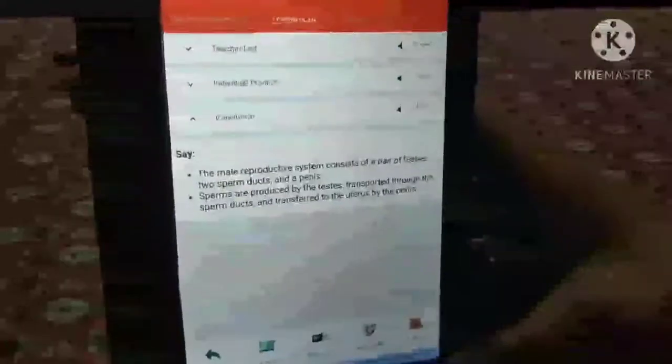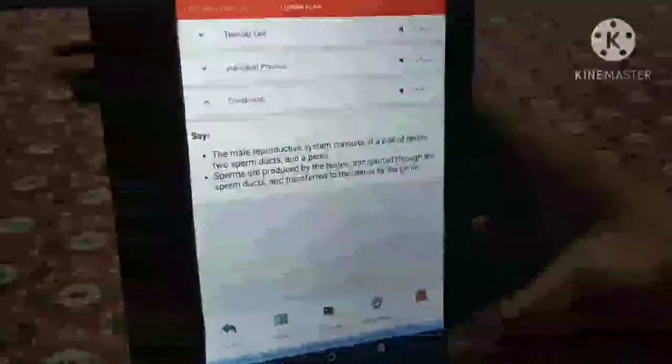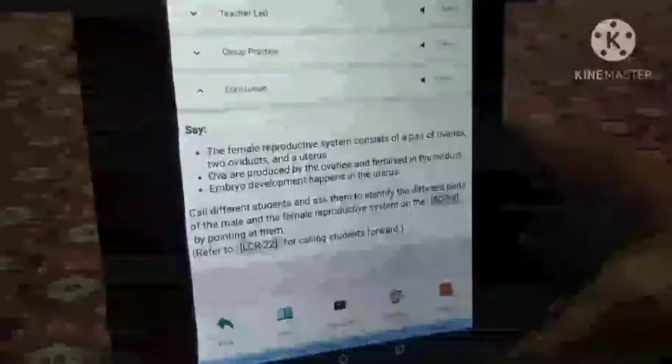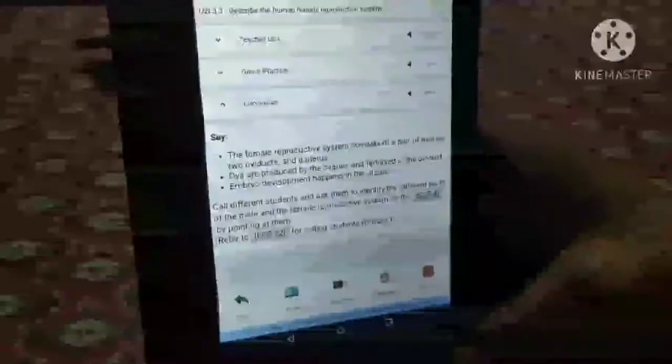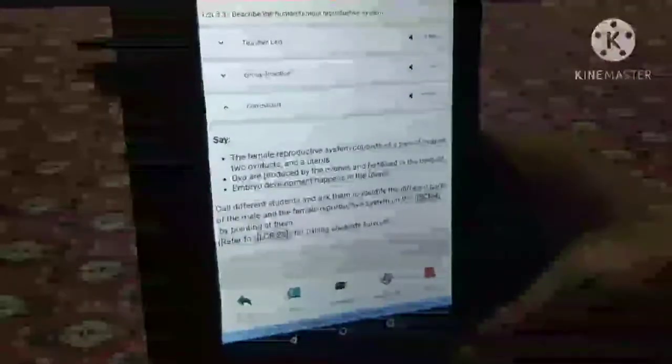Male reproductive system consists of a pair of testes, two sperm ducts, and a penis. Diagram you can see in your book. Sperms are produced by the testes, transported through the sperm duct, and transferred to the uterus by the penis. Female reproductive system consists of a pair of ovaries, two oviducts, and a uterus. Ova are produced by the ovaries and fertilized in the oviduct. Embryo development happens in the uterus of the female.